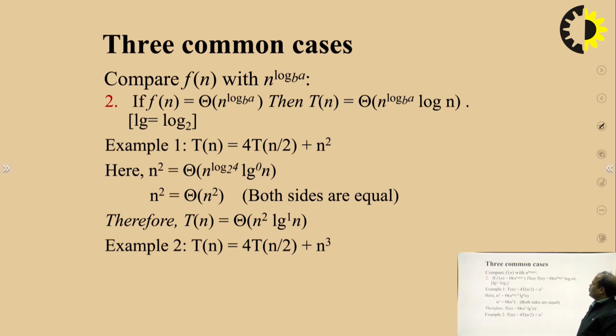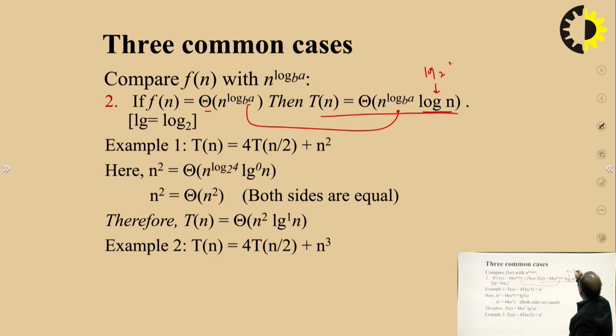So now case number 2. Case number 1 was Big-O, case number 2 will be theta, and case number 3 will be omega notation. In this case, if f(n) is theta, that means equality, n to the power log a base b. If this is the situation, then T(n) will be the same thing written over here, appended with log n base 2, where this log is base 2.